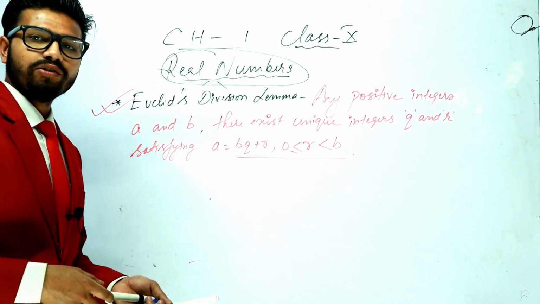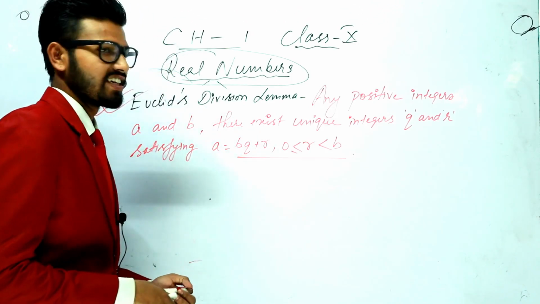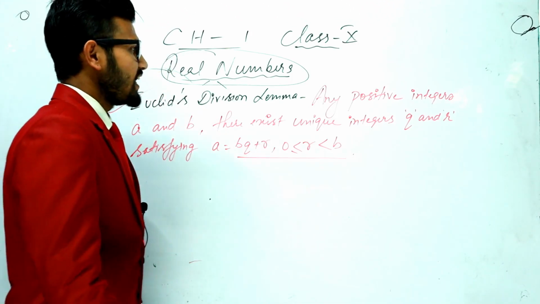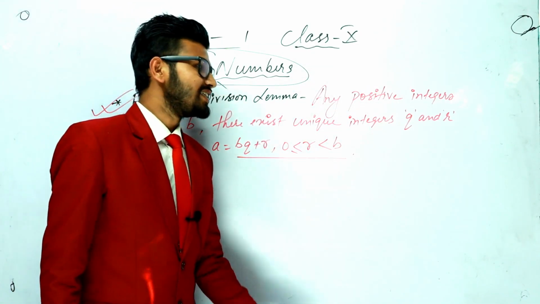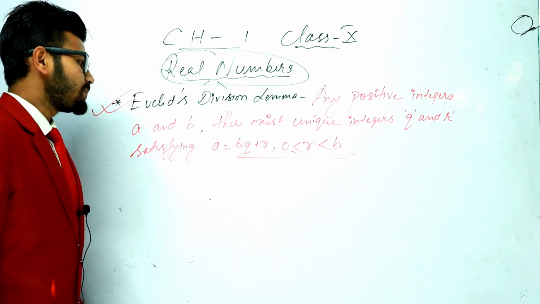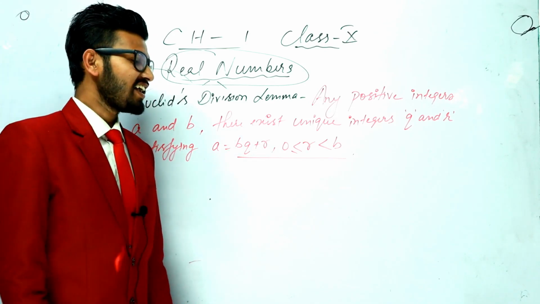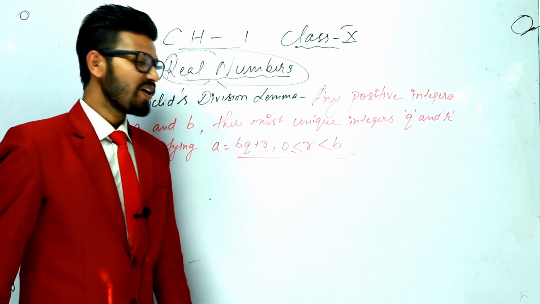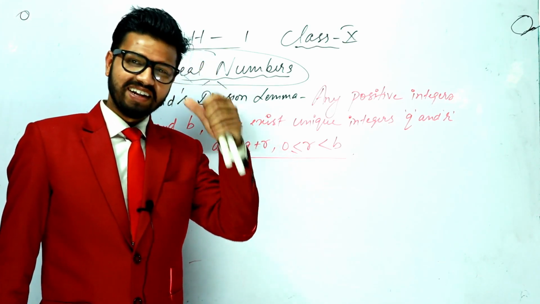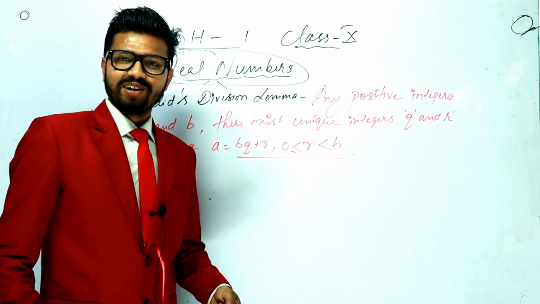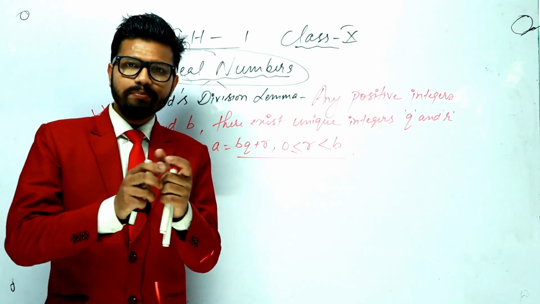Let me read out the definition for more clarity. For any positive integers a and b, there exist unique integers q and r satisfying a = bq + r, where r is greater than or equal to 0 and less than b. You might be thinking, arey, what is this, kabhi dekha nahi. So first of all, let me start with a very basic example.